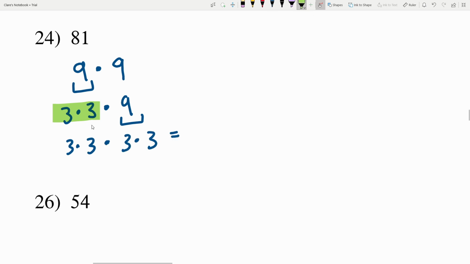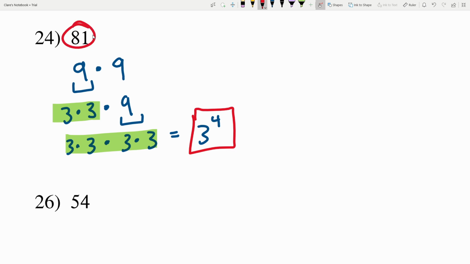I have all prime factors, 4 3's, so 3 to the fourth is my prime factorization of 81. So sometimes it might be easier to break it up into smaller numbers to work with. But you could have done it the way we've been doing it: saw that it wasn't even, so it wasn't divisible by 2, but 8 plus 1 is 9, and 9 is divisible by 3, so we could have pulled a 3 out at the start.